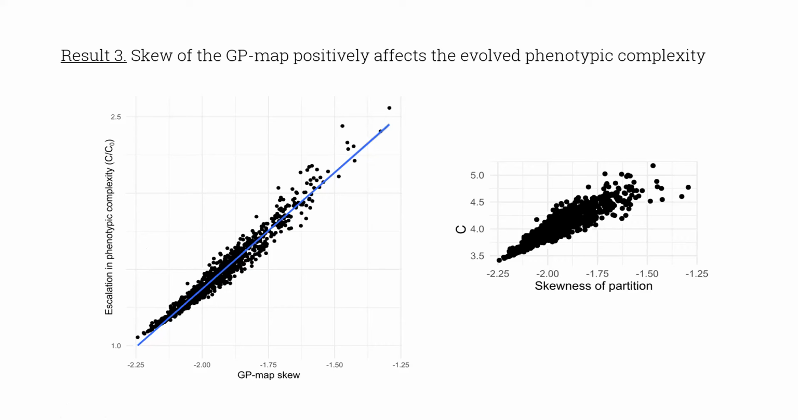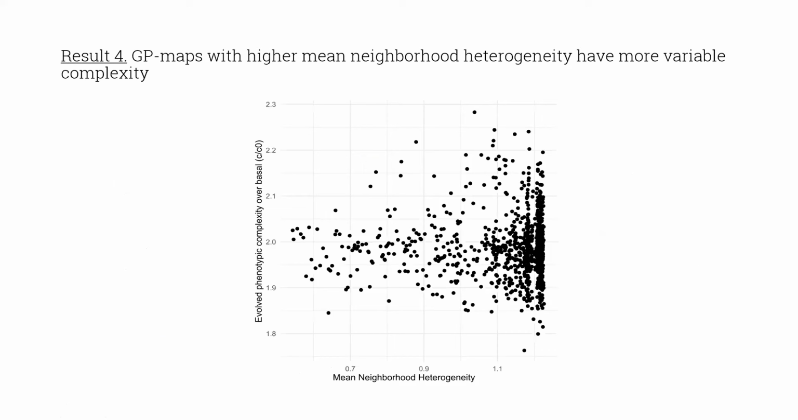on addition of parasites. And I've also plotted just the complexity, before taking a ratio with the basal complexity, on the right, along with the skew of the genotype-phenotype map. We don't find such clear results with neighborhood heterogeneity. We see that when you increase the neighborhood heterogeneity of the genotype-phenotype map, the outcomes in terms of complexity are more variable. But this could also be the result of the fact that the space is sampled more on the right side. So for example, you can see here that there are more points with high neighborhood heterogeneity. So this is not a conclusive result.